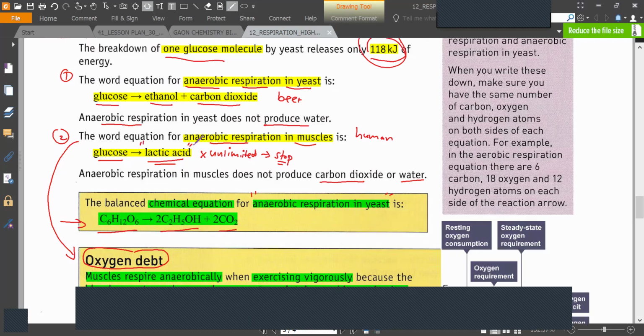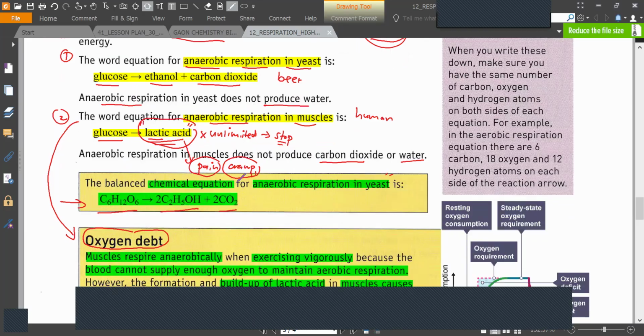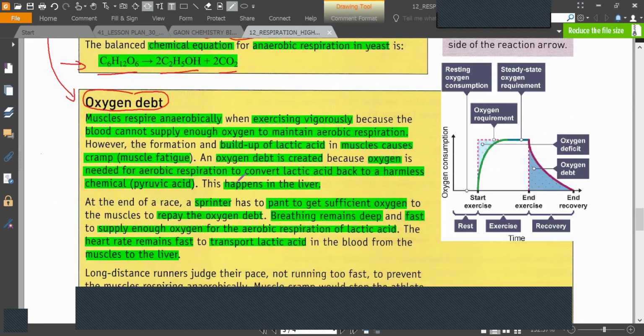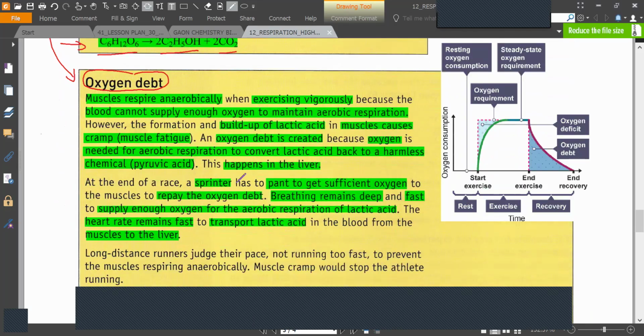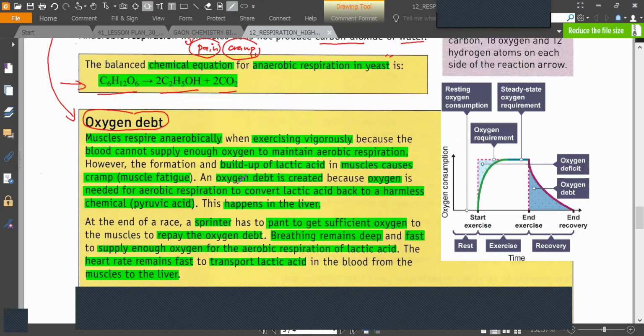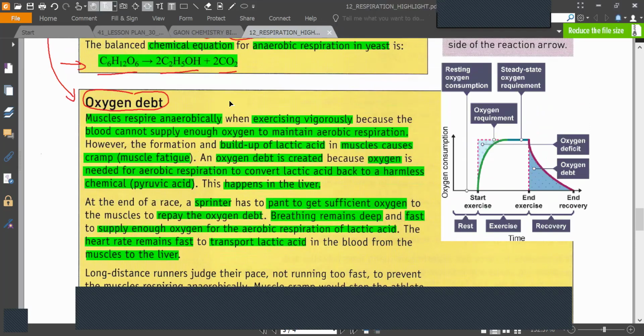We can feel it because the lactic acid will give us muscle pain or muscle cramp. When we exercise too much, we have too much lactic acid, then we feel muscle pain or cramp, so we have to stop. So it's not unlimited. After we stop, we still need to continue breathing to repay the oxygen debt. So what happens here? We can take a look at this picture here.